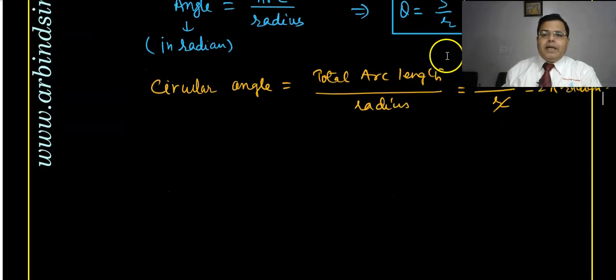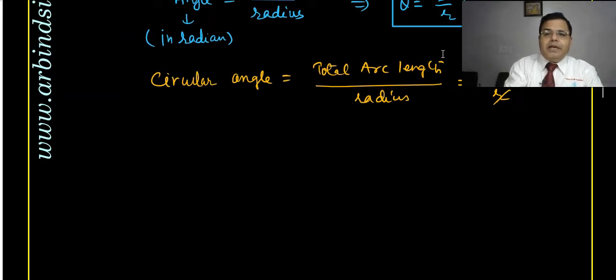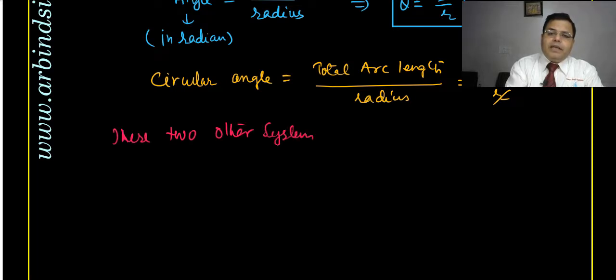The angle can be measured in three units. There are two other systems also, two other systems of measurement of an angle.